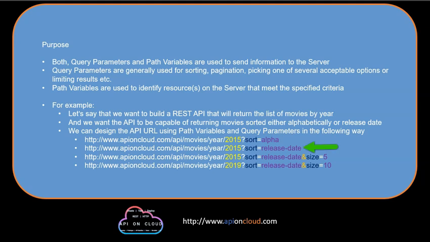In the second URL, we are asking the API to sort the list of movies by their release date. Sort by release date instruction is being sent as a query parameter.